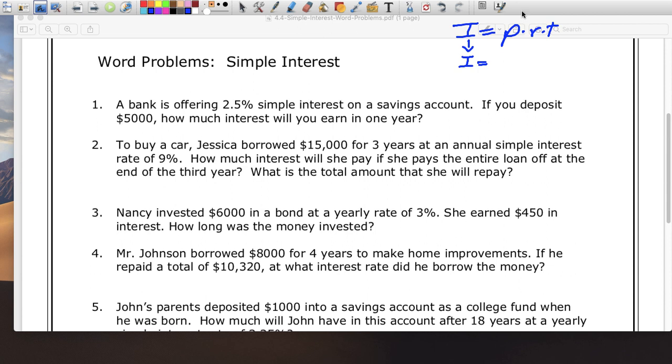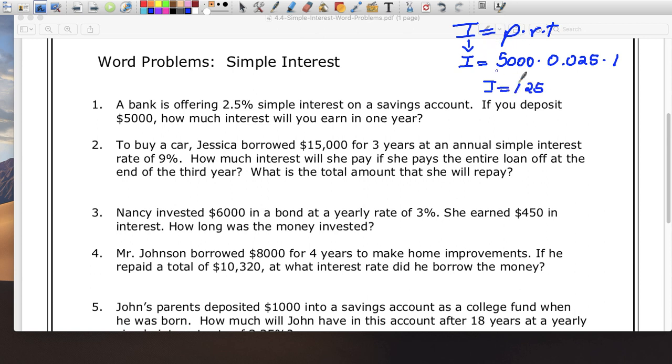So all these three parts, the principal, the interest rate, and time will be given to me. So the principal is 5,000. The rate here is 0.025, and the time that we're going to leave it in the bank is 1 year. So if you come back after 1 year, you're going to have 5,000 times 0.025 times 1. That's going to make the bank give me 125 bucks.